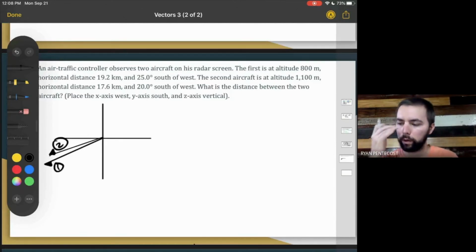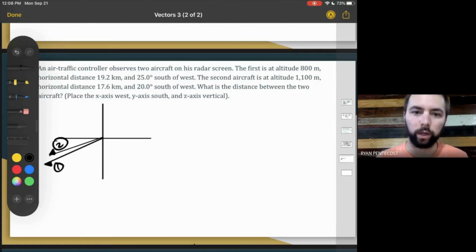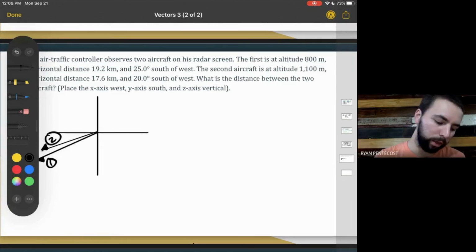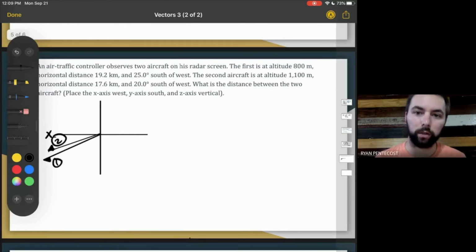So what we're going to do here is first write out these vectors in component form, because we have all the information we need. Our x-axis is going to be west. Usually west is negative, but this time x is going to be positive to go west. Y-axis is going to be south, so again, that is usually negative to go south, but it's positive this time. And our z-axis is vertical. We're not going to draw that. I can't draw 3D graphs very well.